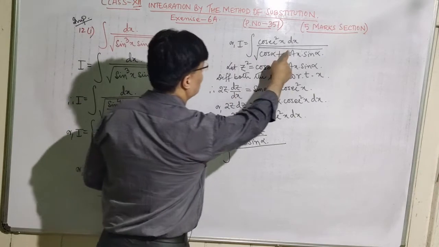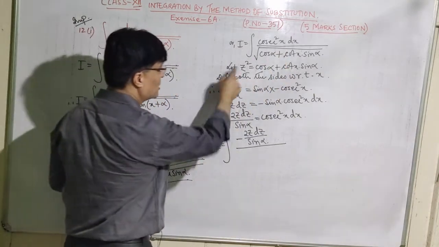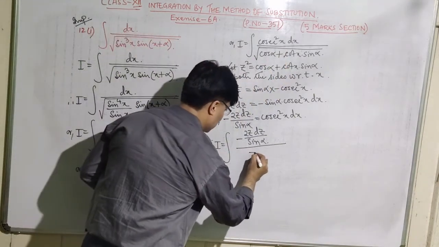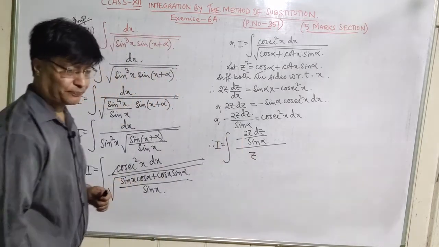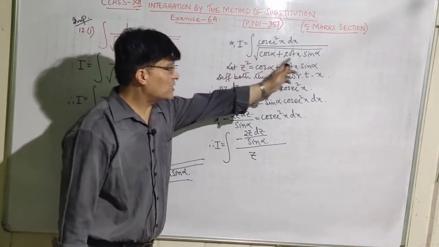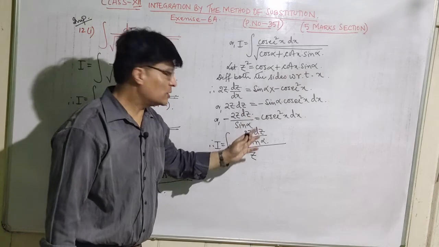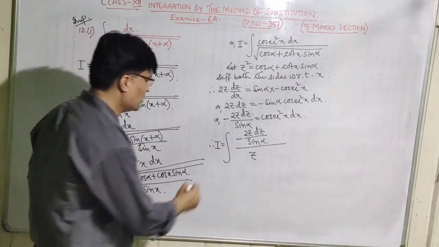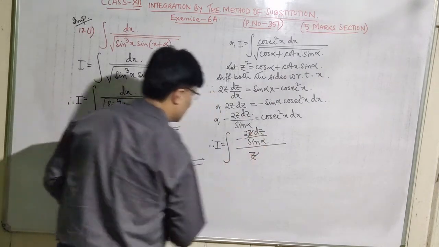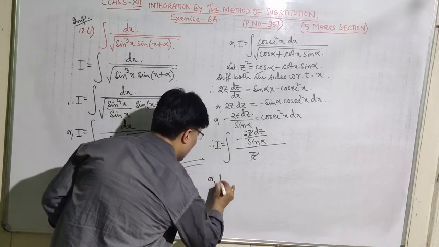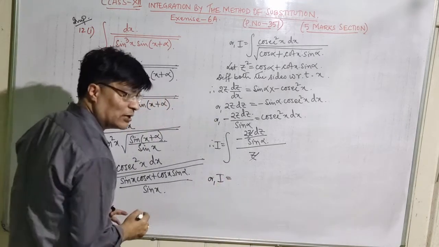Now it is root under z square, isn't it? What is root over z square? z. Let us write here z, because root over z square will be there and root over z square is z. So here you can cancel this z. Let us cancel them.